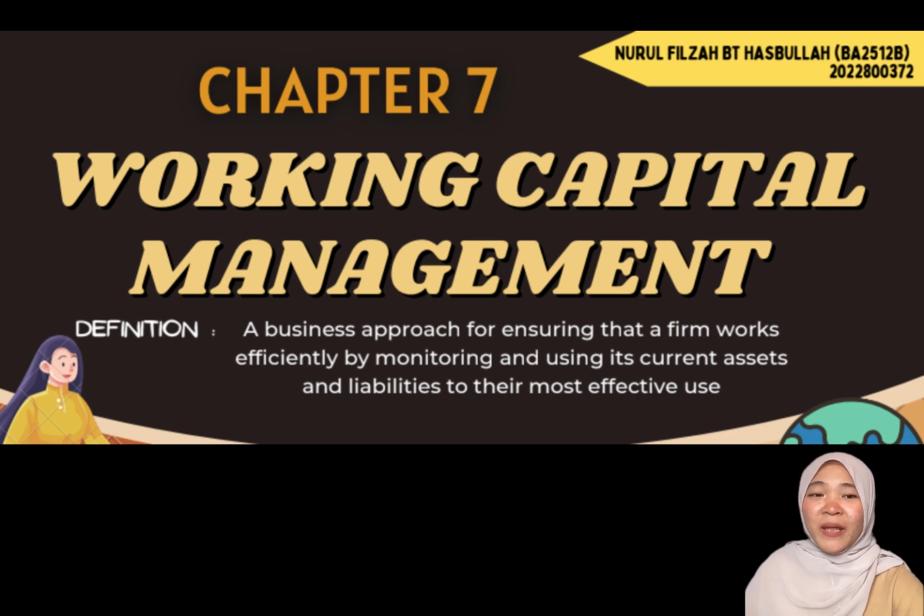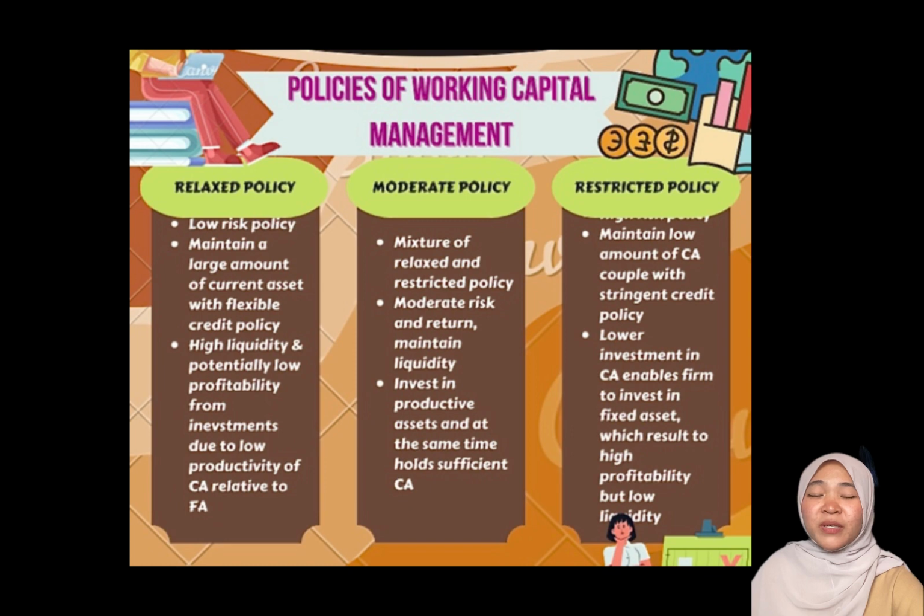Next, I want to explain about policies of working capital management. First is relaxed policy, second is moderate policy, and the third is restricted policy. So we will go one by one. The first is relaxed policy, which is a low risk policy. The second policy is moderate policy, which is the middle policy between relaxed and restricted policy. And the last policy is restricted policy. It has high risk.